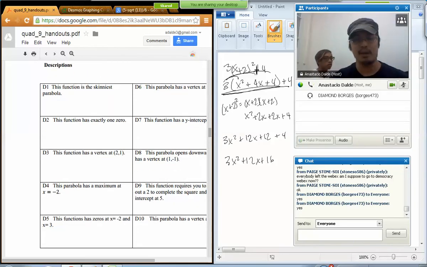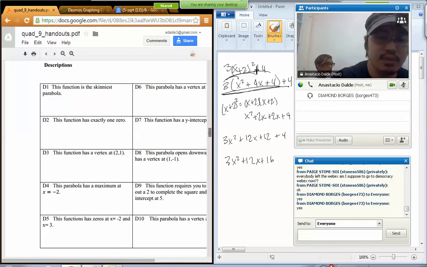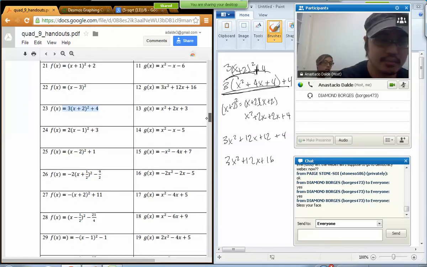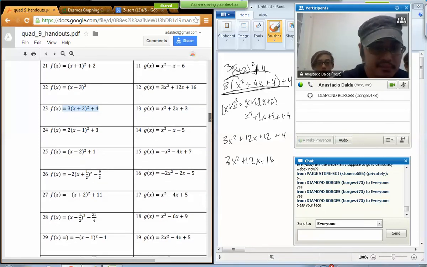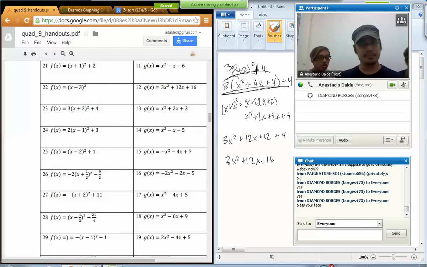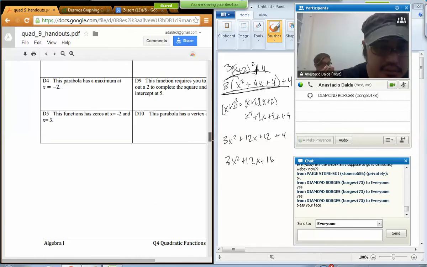Which function is the skinniest parabola? I got a question. Which one of these functions is the skinniest of all the parabolas? Look at it. Which one of these is the skinniest? The 12. Well, which is the same as 23, right? We figured that out. How can you tell? Because the number in front of the x squared term is the biggest one. Yep, I agree. That would be a fun game to play.